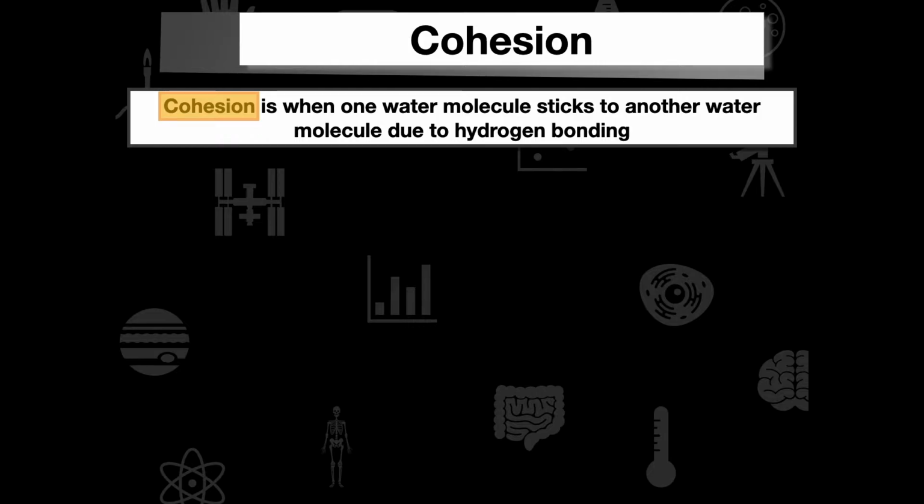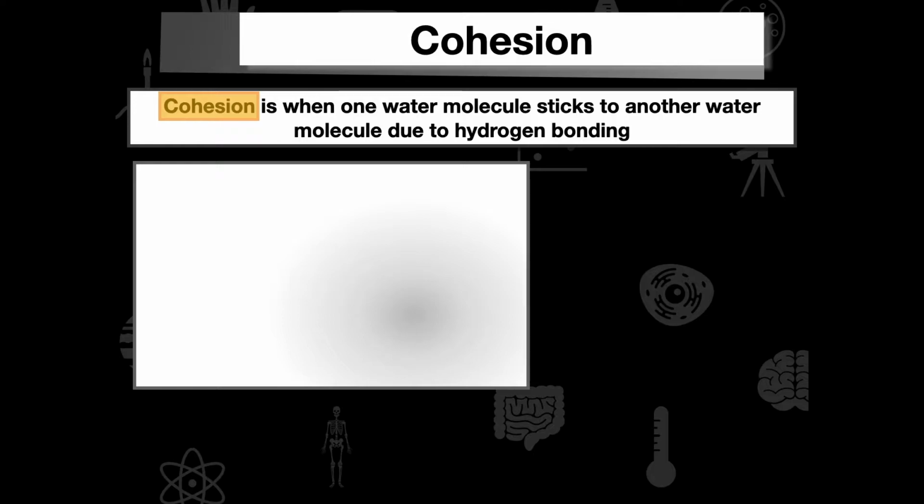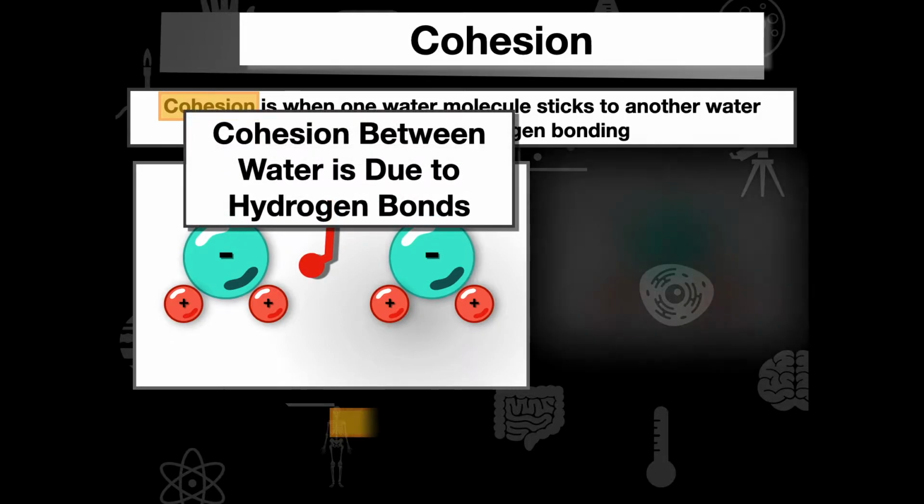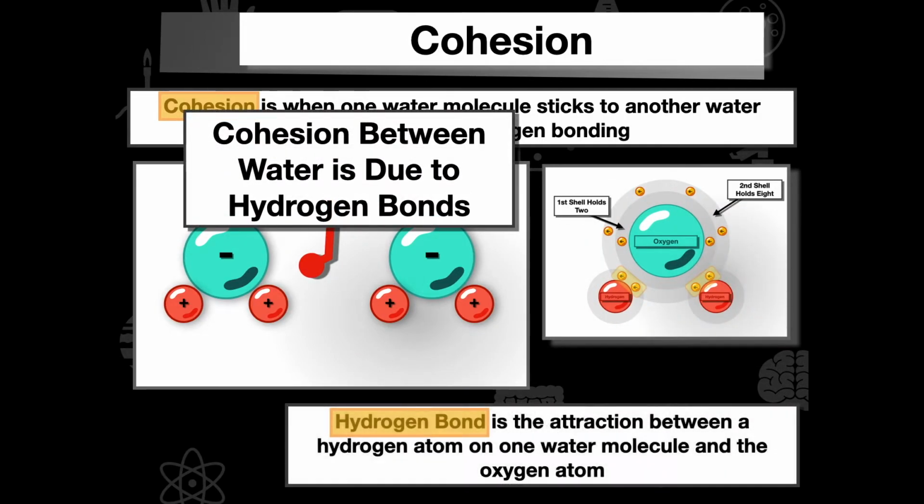Cohesion is when one water molecule sticks to another water molecule due to hydrogen bonds. So cohesion is between water due to these hydrogen bonds, and it's important for us to understand that because when water sticks to another water molecule, it's because of the hydrogen bonding. It's that bonding and the attraction between a hydrogen atom and another water molecule. The positive end of that hydrogen is going to attach to the negative end of the oxygen, and so on and so forth.